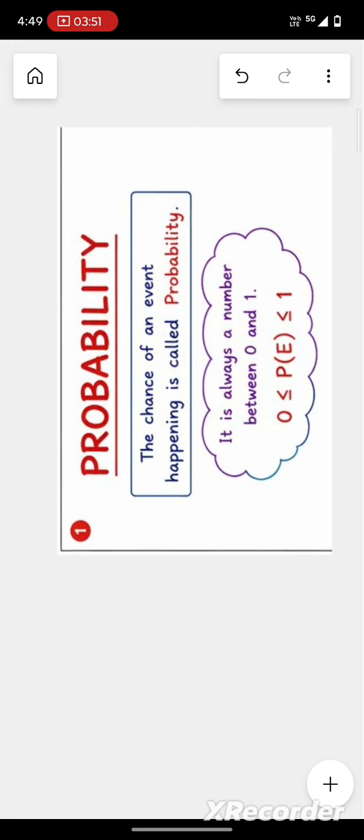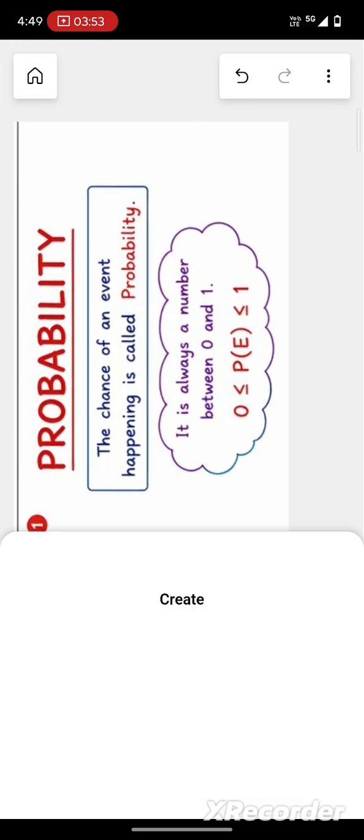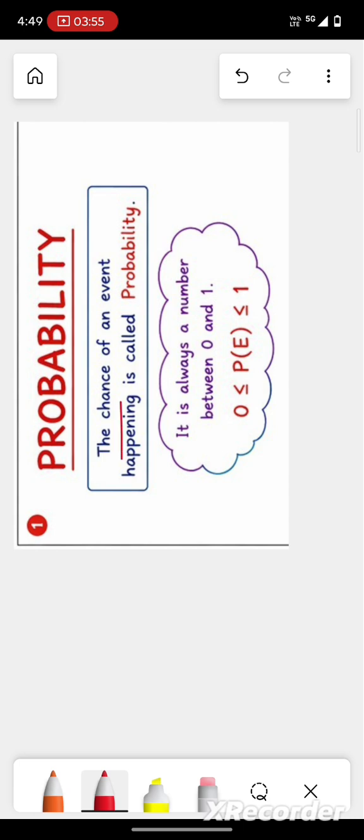Next one, what is the definition of probability? The chance of an event happening is called probability. Probability always lies between 0 and 1, or equal to 0 and 1. 0 is less than or equal to P of E, which is less than or equal to 1.